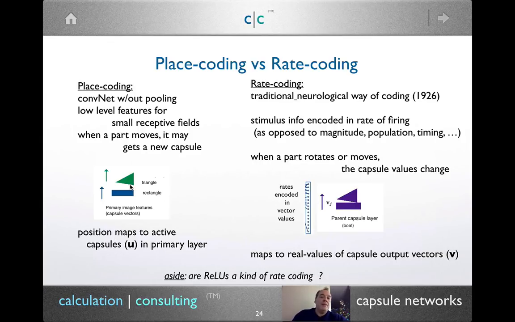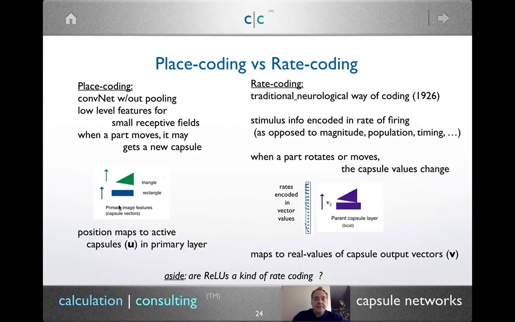In this case, for example, I have a vector for a triangle and a vector for a rectangle. And these are primary capsules. This is called place coding. Each position maps to a specific active capsule. However, once you get to the next layer, you don't want to do place coding. You want to do rate coding.